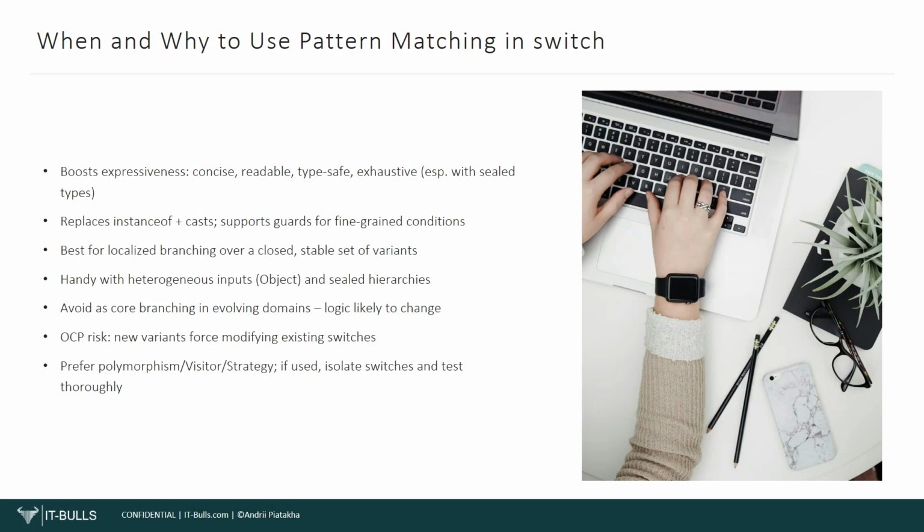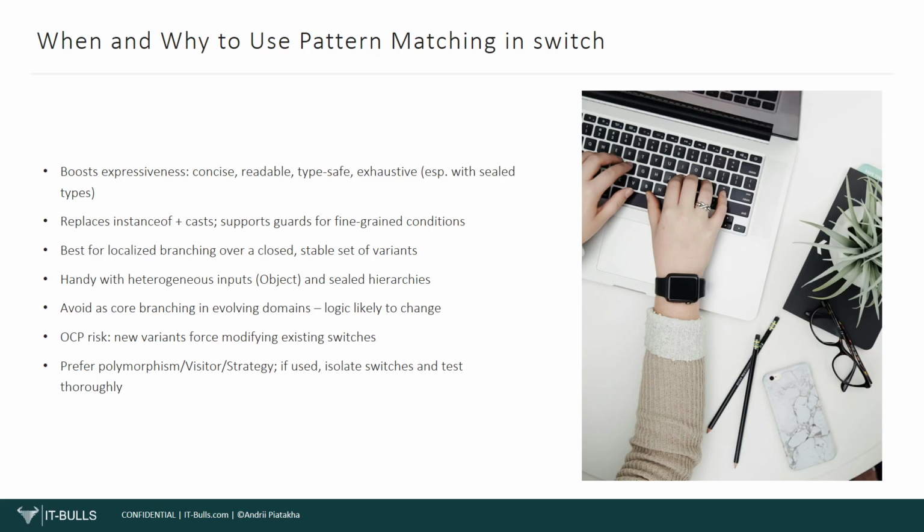As we come to the conclusion of our exploration of pattern matching in switch, it's important to step back and reflect not only on how this feature works, but also when and why we should consider using it. Pattern matching in switch brings a significant leap forward in terms of expressiveness and clarity. It allows us to write code that dynamically adapts to the type and structure of data at runtime, without relying on clunky chains of instanceof checks or unsafe typecasts. The compiler helps us enforce exhaustiveness and type safety, while the syntax itself has become much more concise and readable.